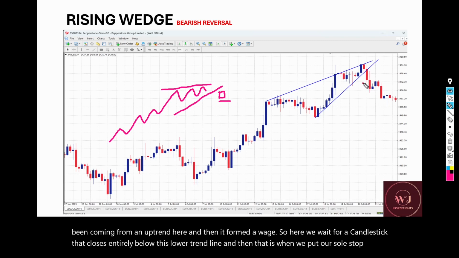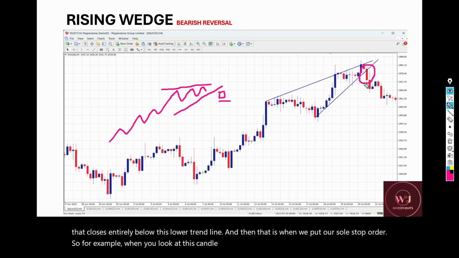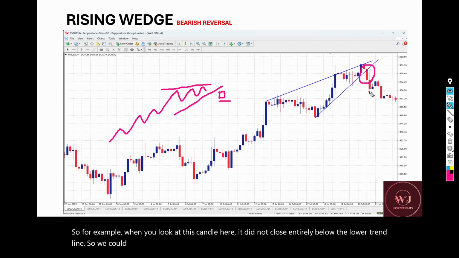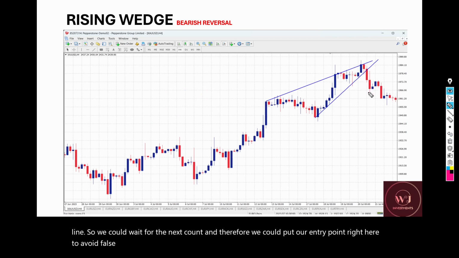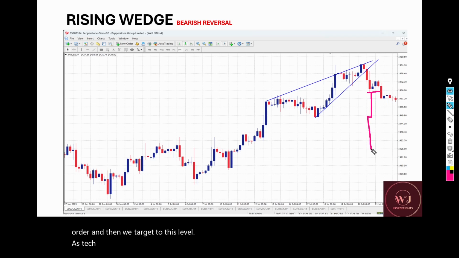So for example, when you look at this candle here, it did not close entirely below the lower trend line, so we could wait for the next candle, and therefore we could put our entry point right here to avoid false breakouts. So you can see that right here we could put our sell stop order, and then we target this level as take profit 1, and from there we could also target this level as take profit 2.